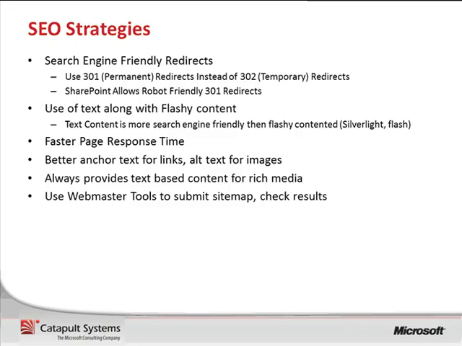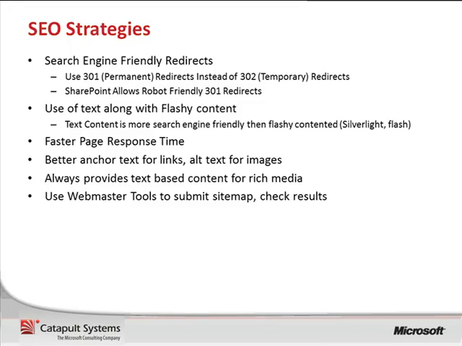Better anchor text for links and alt text for images. You want to make sure that the links you put onto your site are descriptive links, not the whole URL that you cut and paste. That's pretty standard search engine strategy that you need to employ. And for images, you want to make sure that you always provide alt text, because that is what's going to help search engines when people search for images. The alt text is going to help the search engine determine if there are images that match the search criteria.